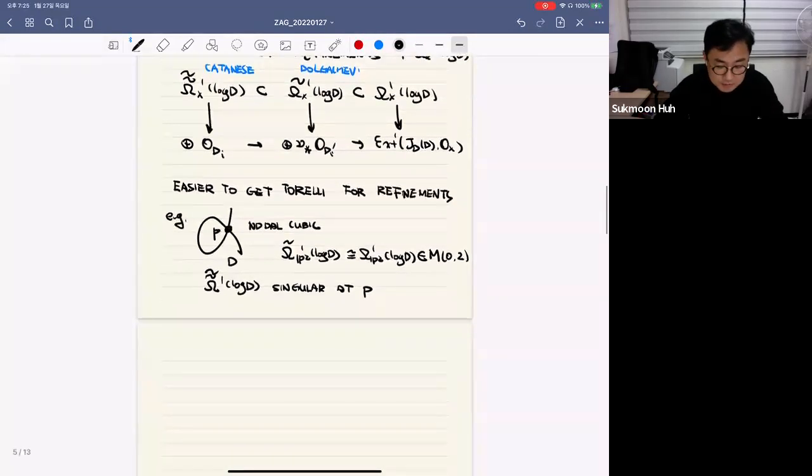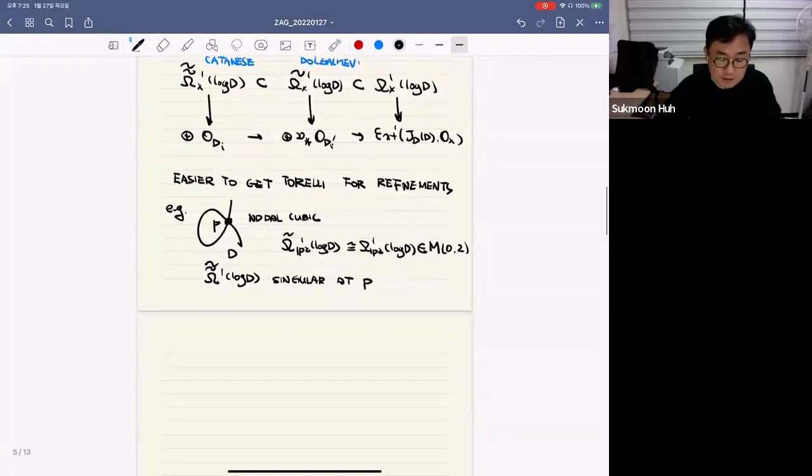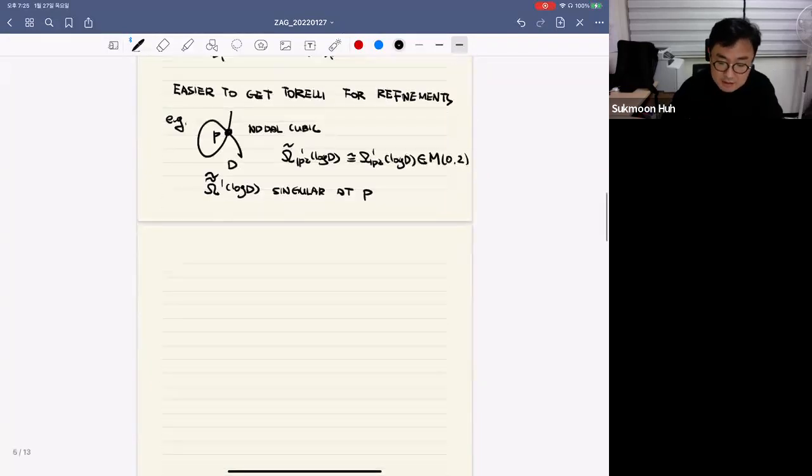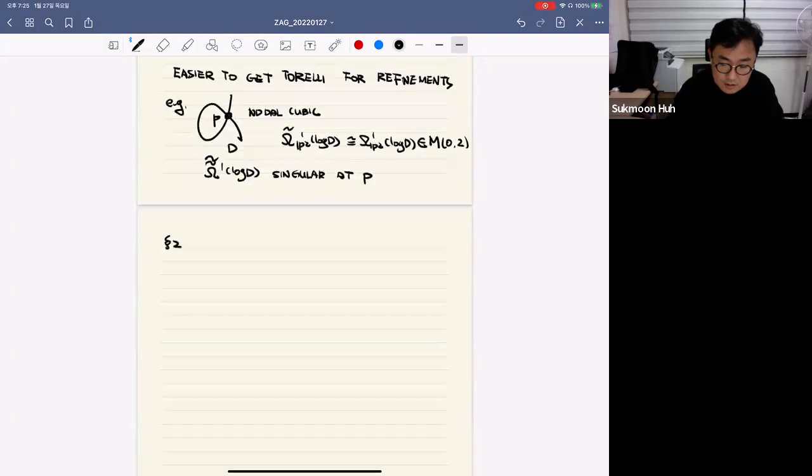Okay, so this is a brief definition and history about the logarithmic sheaves and Torelli questions. So if it is okay with you, I will move on to the next section, which is about our recent result. So I should say our approach.